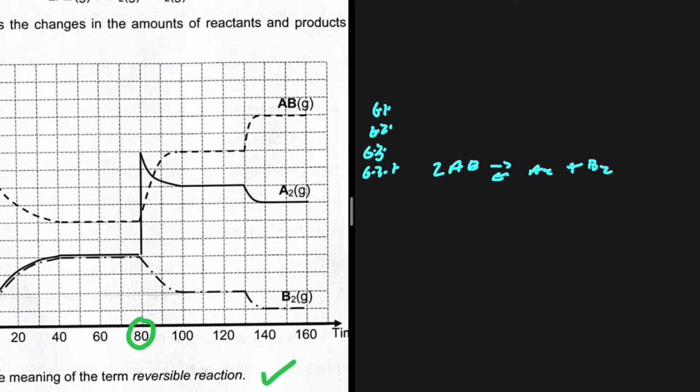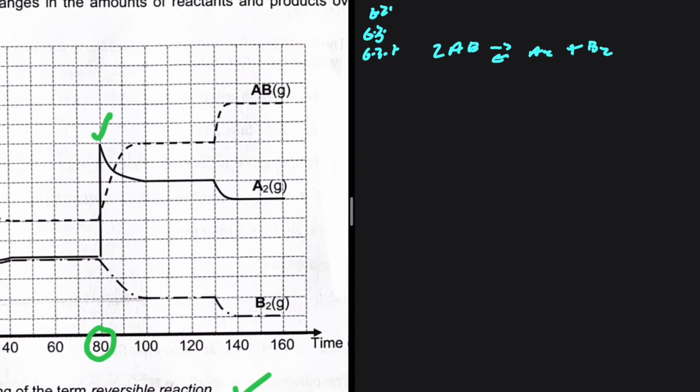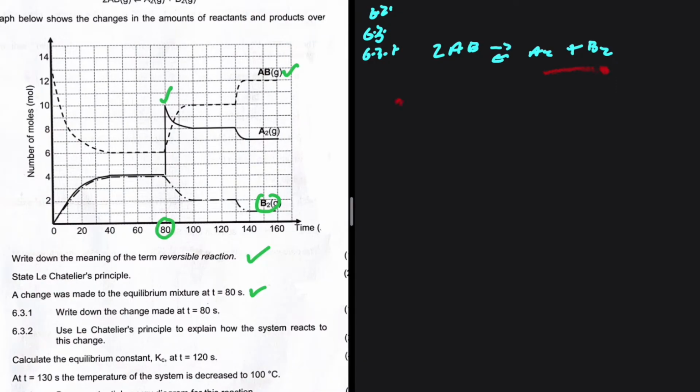At t equals 80 seconds, you can see clearly that the number of moles of A2 are increased. There's an increase in the number of moles of A2. As a consequence, when the system wants to reinstate a new equilibrium, the reaction that reduces the number of A2 is going to be favored, which is the reverse reaction. That is why we see the number of moles of B2 decreasing and the number of moles of AB increasing. So the answer to 6.3.1: the number of moles of A2 is increased. That is the change that is made at t equals 80.